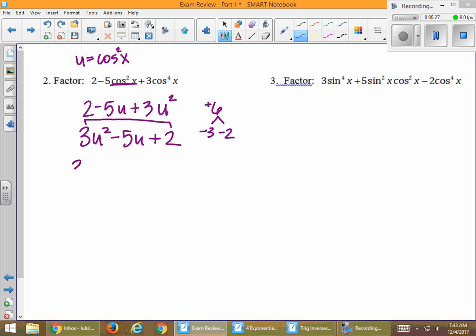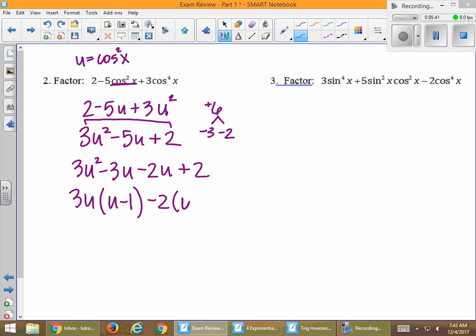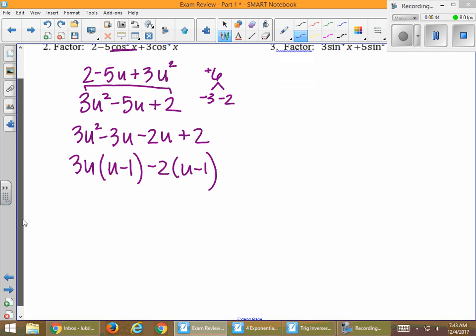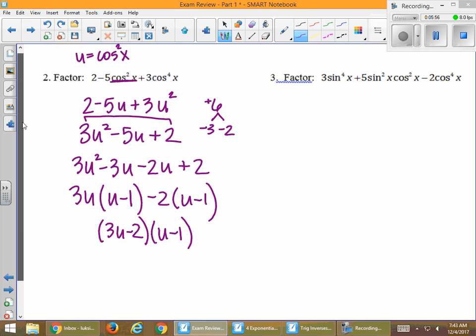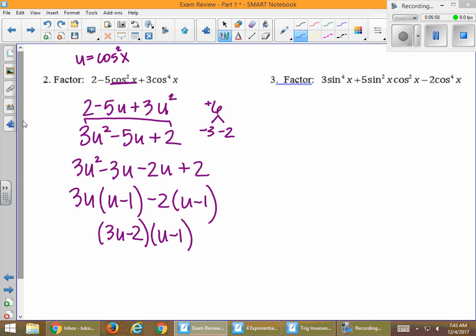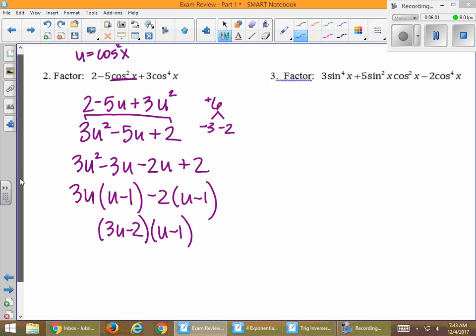All right, so 3u squared minus 3u minus 2u plus 2. I'm going to factor out a 3u and a negative 2. And remember, that's going to switch that sign so that your parentheses match, which is lovely. So there's your factored form with your u's. Again, we put those in to make our factoring situation nice and easy. Now we need to substitute back in our cosine squared.